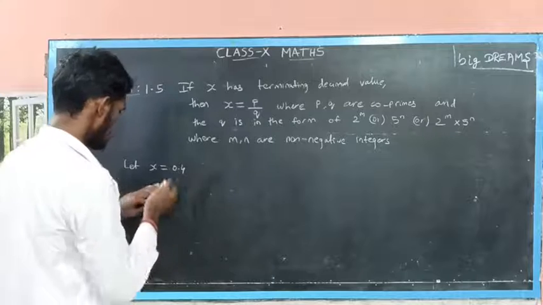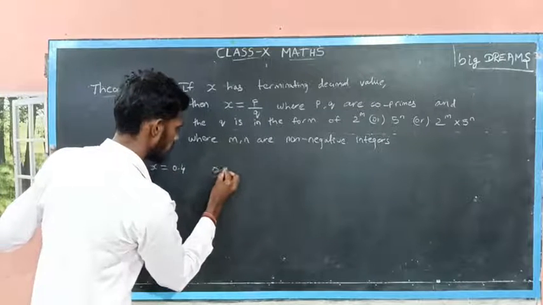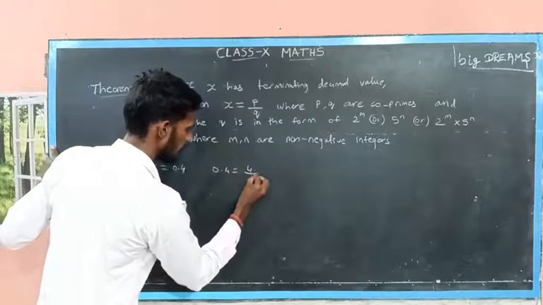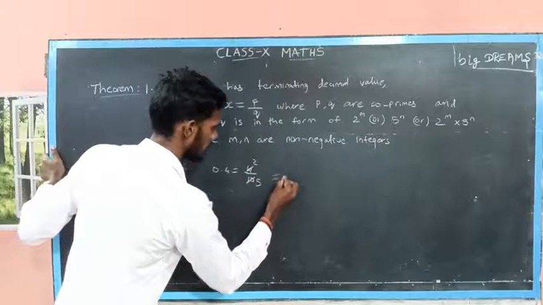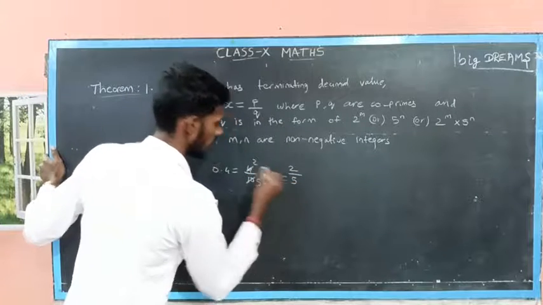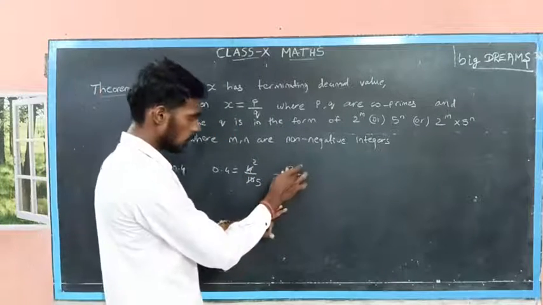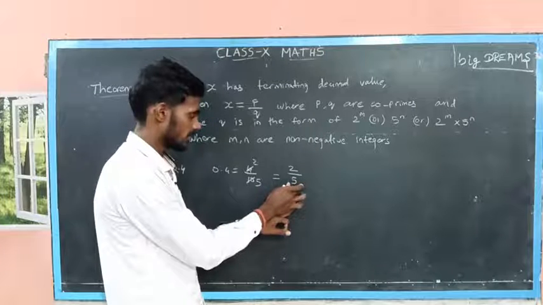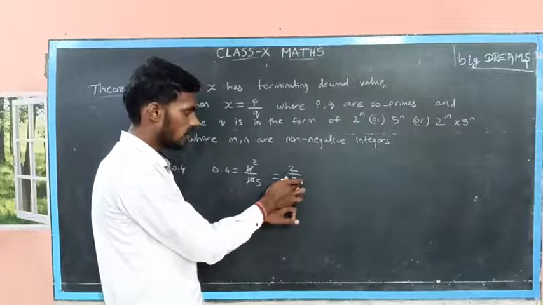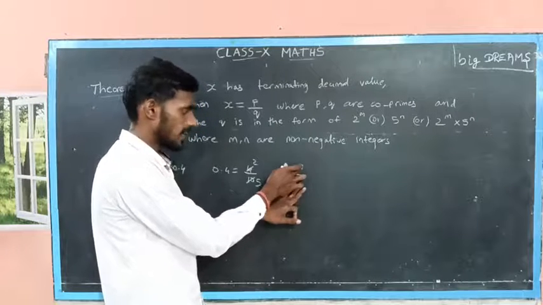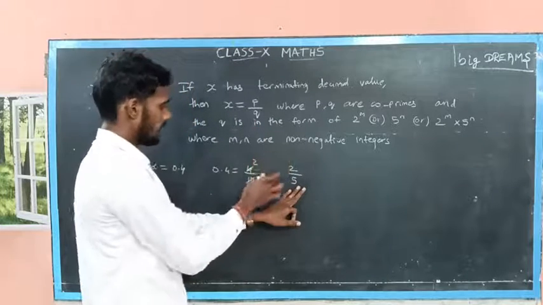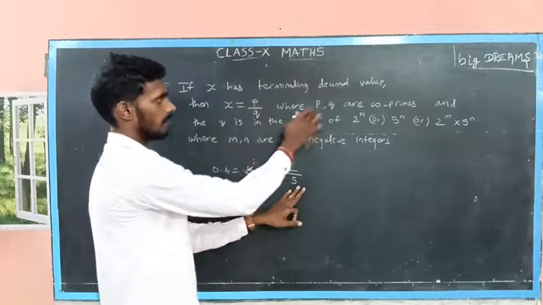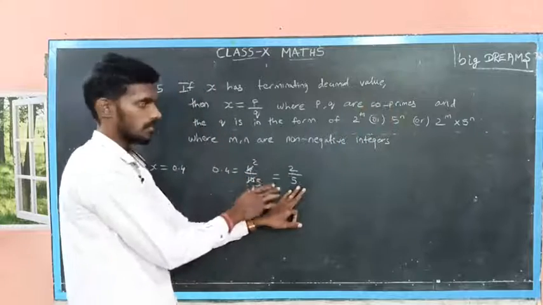So let us try. 0.4 can be written as 4 by 10. On simplifying this, 2 by 5. So I am writing it as 2 by 5. Here both 2 and 5 are co-prime numbers, right? These two numbers do not have any common factor other than 1. So 2 and 5 are co-prime numbers. So it can be written in the form p by q, where p and q are co-prime numbers.